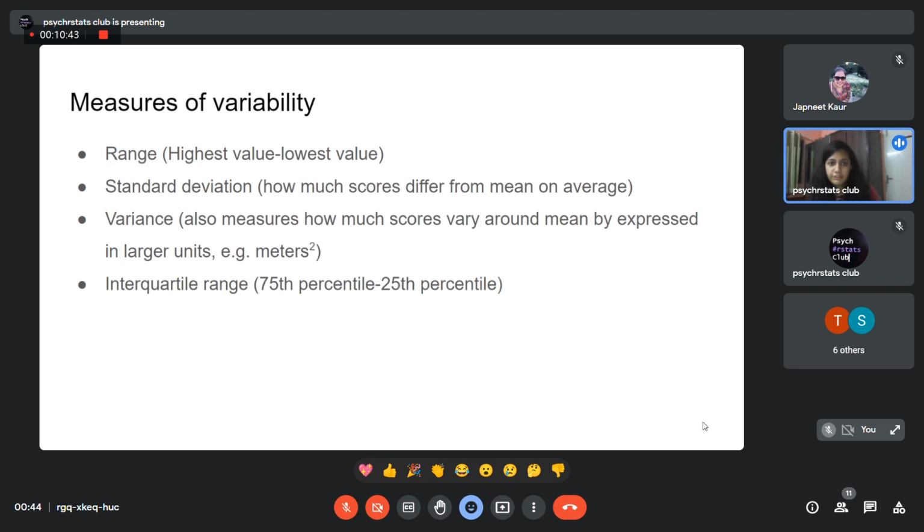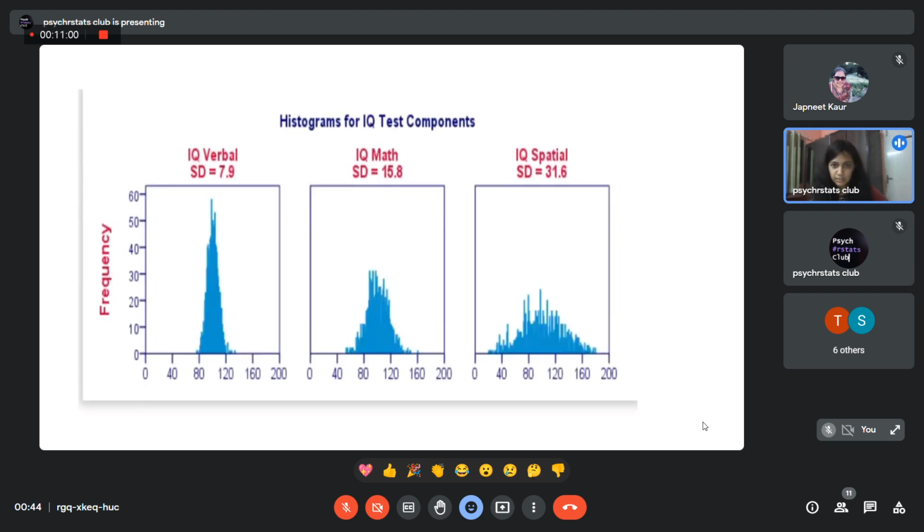Now coming to measures of variability, what does it mean when you say that there is a lot of variance in your data? So variance means that your data points are differing from each other a lot. If you want to see this visually, here it is on the next slide. If you look at this right hand side graph, these data points are really spread out.